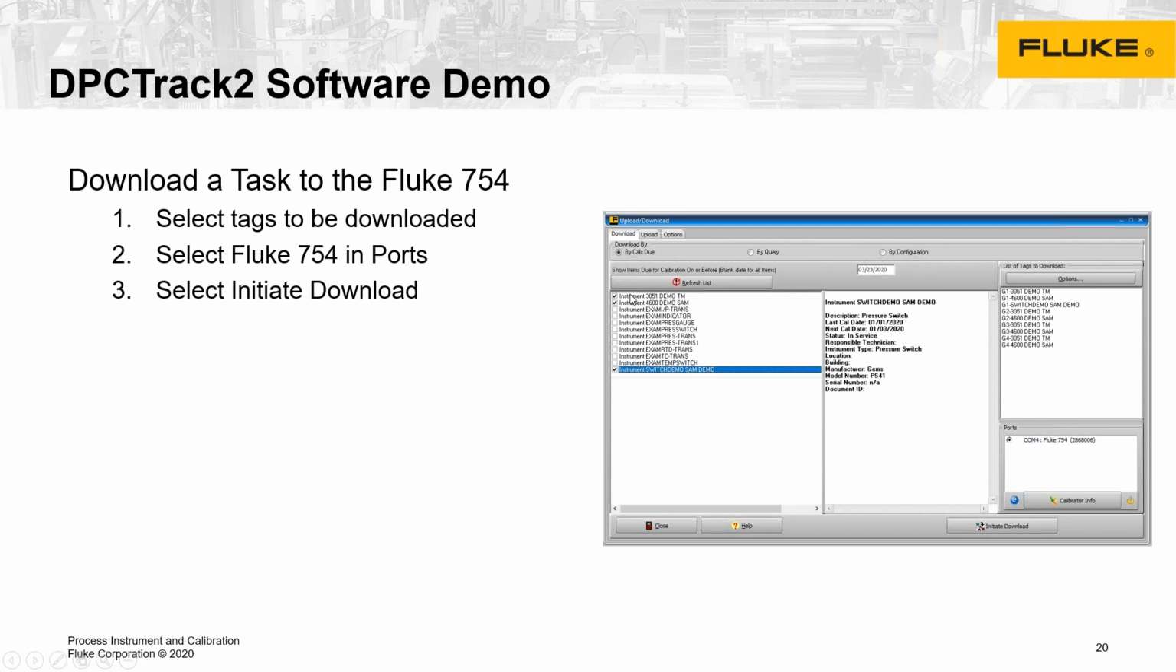So any asset in the database that is past its calibration due date would appear in this left-hand list. As we highlight that, the center section gives us an example of what that actual asset is. We can also search by query or by configuration.